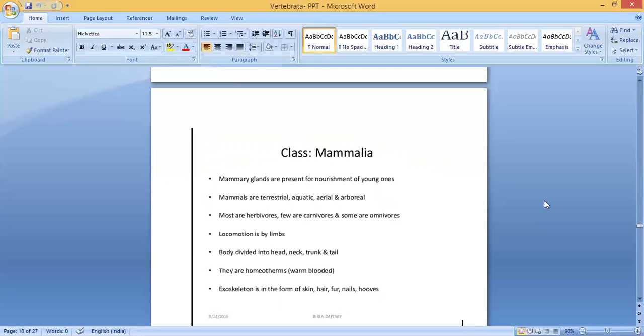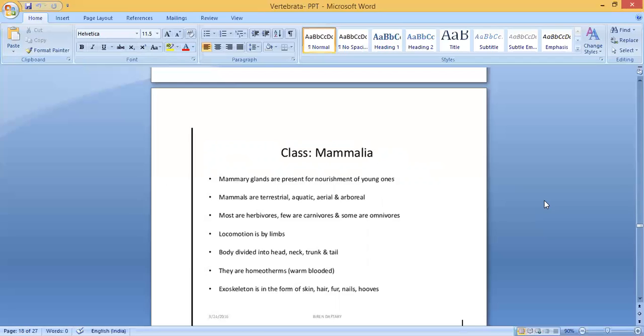Then the last group, that is the mammalia group. So all the monkeys, humans, all come under this group, mammals or mammalia group. What is the specialty of this group? They give birth to young ones and feed them with milk. Such animals come under the mammalia group.